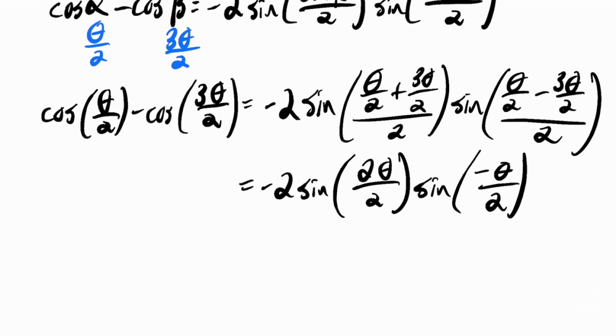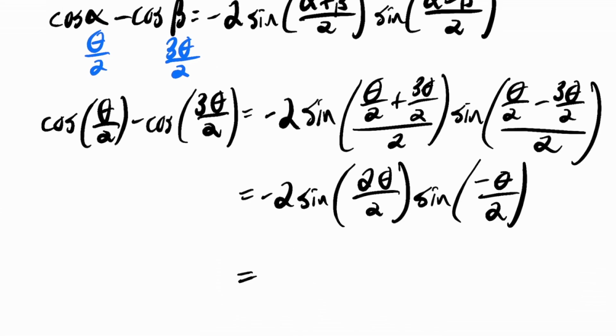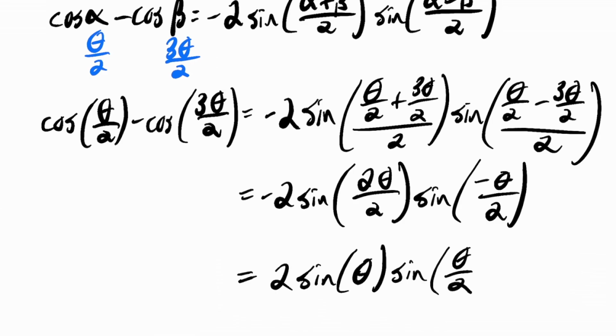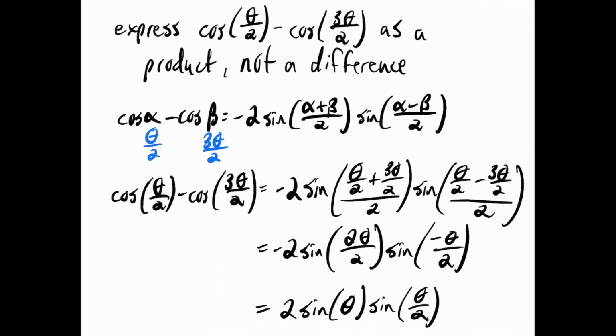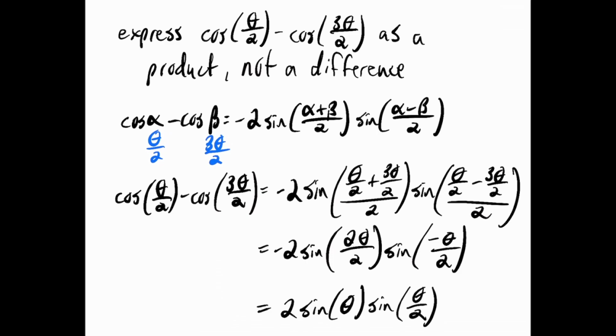Okay. So we get, well, since sine is an odd function, this minus sign can come out here and cancel with that minus sign. So we'll have 2 sine of theta times sine of theta over 2. So there we go. That is a rearrangement of what we started with. We've written this as a product, not a difference.